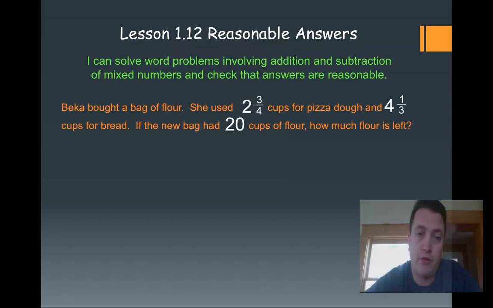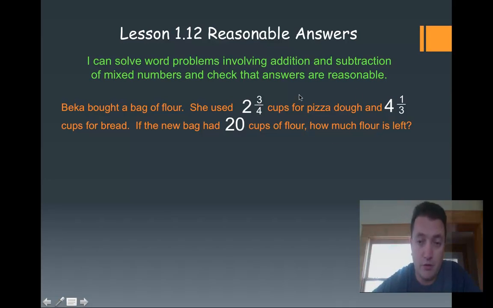So, in this word problem, it says Becca bought a bag of flour. She used 2 3/4 cups for pizza dough and 4 1/3 cups for bread. If the new bag had 20 cups of flour, how much flour is left? Well, we got a couple ways to do this. You can see this is going to involve a couple of steps here. Okay, it's not just a one step. First of all, I see how much flour is left. All right, that sounds like a subtraction problem.